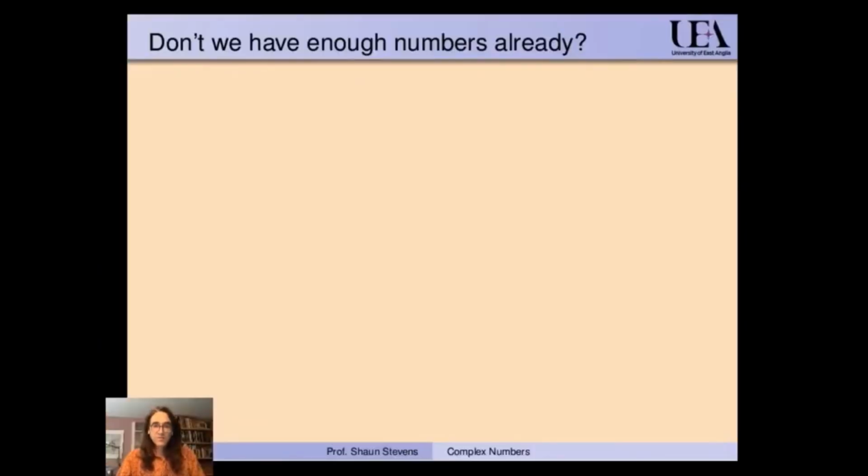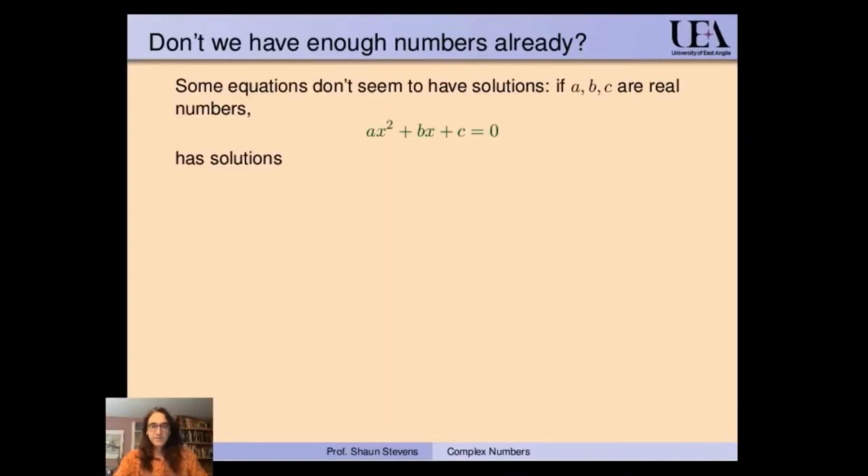So, complex numbers. What are they? Well, before that, I would ask, why are they? In other words, don't we have enough numbers already? Well, I think the answer is no, because some equations don't seem to have solutions.